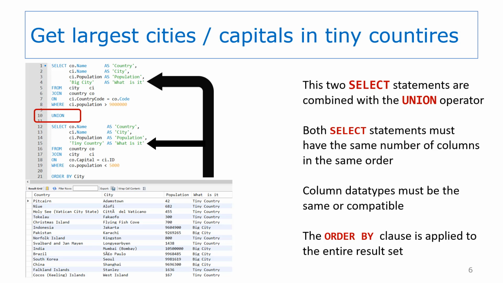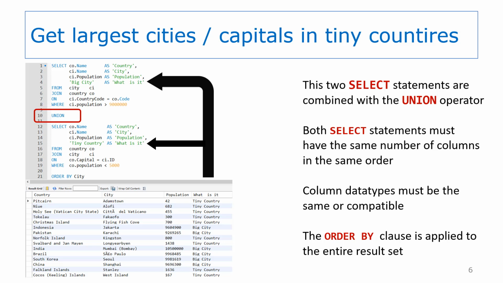That is, you can't have the population column be the first column in the first select and the third column in the second select. The data types of the columns must be the same or compatible. That means if column 1 in the first select is a character data type, column 1 in the second select must also be a character data type. A compatible data type might be a varchar. Numeric types are compatible with each other, but you can't have something like a character data type in a column in the first select and a numeric data type in the corresponding column in the second select.